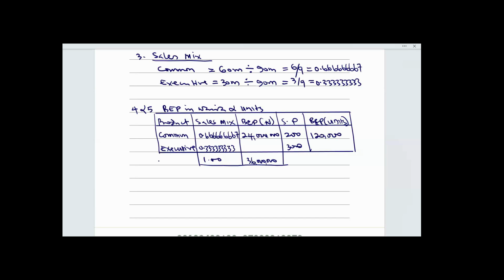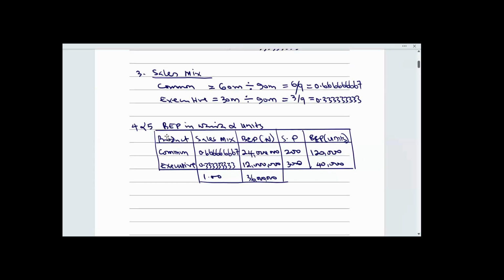0.3333 multiplied by 36 million should give you 12 million. Then divided by 300 will give you 40,000 units. So we are done. 3 marks, you pocket it. This is how to calculate multi-product break-even points in units as well as in naira.